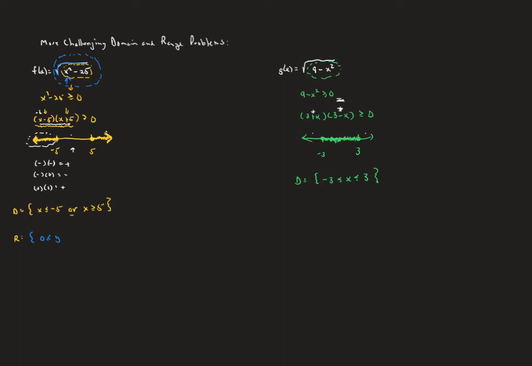Now, this can get bigger and bigger and bigger as x gets bigger, so there is no limit to how large that can be, and so that is going to be our range. Y greater than or equal to 0, or you can write it as 0 less than or equal to y. Now it gets tougher still over here on the next one.